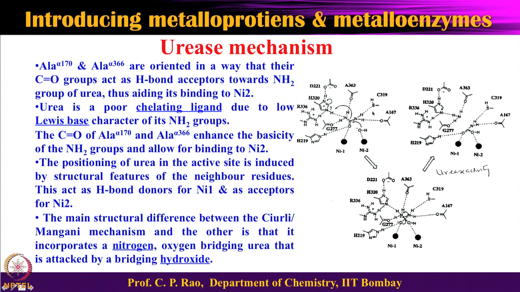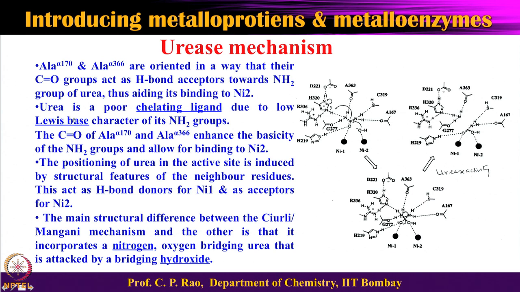Therefore, you have the groups of the various residues, alanine 170, alanine 366. All of these turn their CO groups towards the NH2, and therefore they act as hydrogen bond acceptors, because CO cannot act as a hydrogen bond donor, it can only act as a hydrogen bond acceptor towards the NH2. And this all helps the binding of the urea towards the nickel centers.